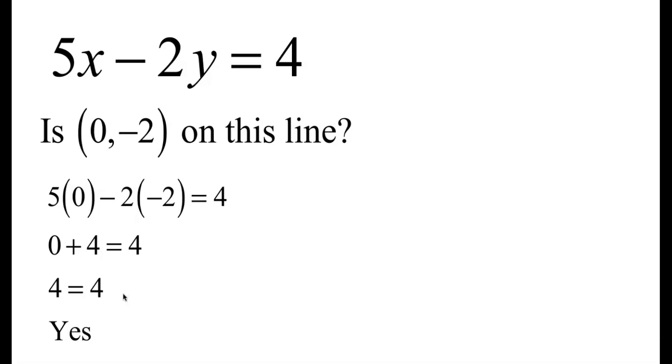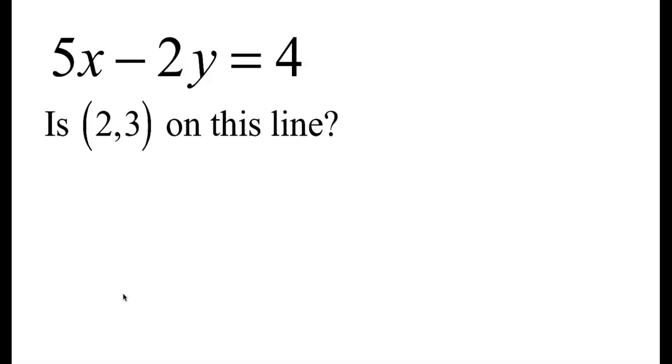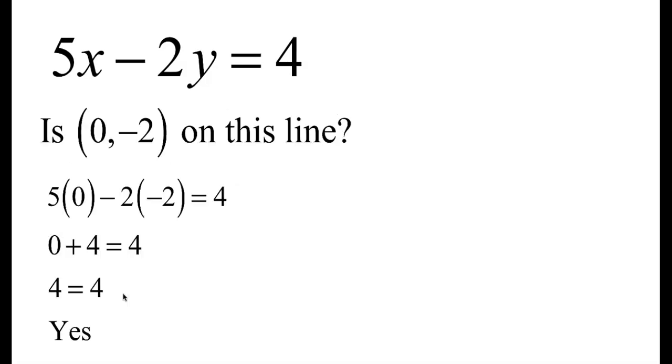Well, that's not easy to do. If I let x be 2, I get 5 times 2 is 10. Maybe that's something I could try. So I'm going to ask myself, is (2, 3) on this line? 5 times 2 is 10. 2 times 3 is 6. 10 minus 6 is 4. So indeed, that point (2, 3) is on the line. But that's difficult to do, just to arbitrarily come up with a point that is going to be on the line. But we have found 2. (2, 3) is on the line.